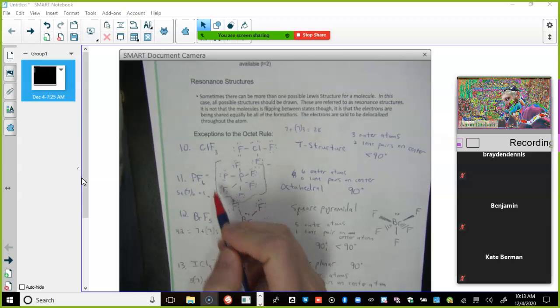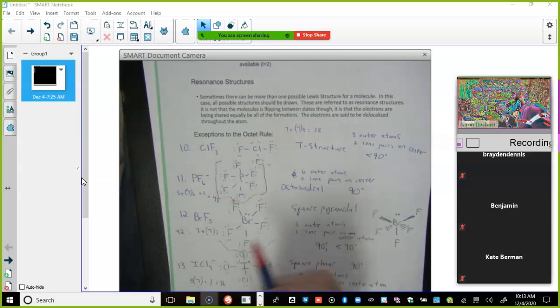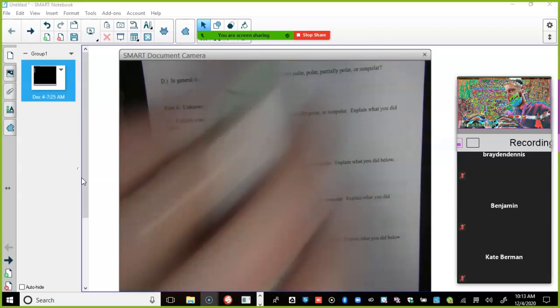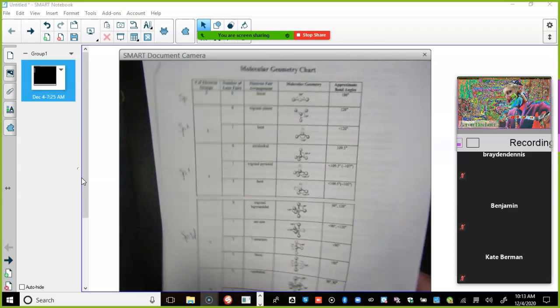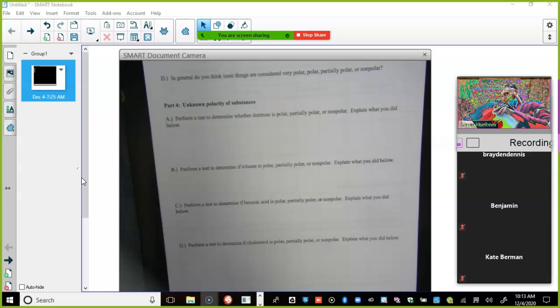How about PF6 minus? We got 1, 2, 3, 4, 5, 6 electron groups. SP3D2. Alright. Sounds like you guys kind of got that. So that's just the memorization part. The why will come later.